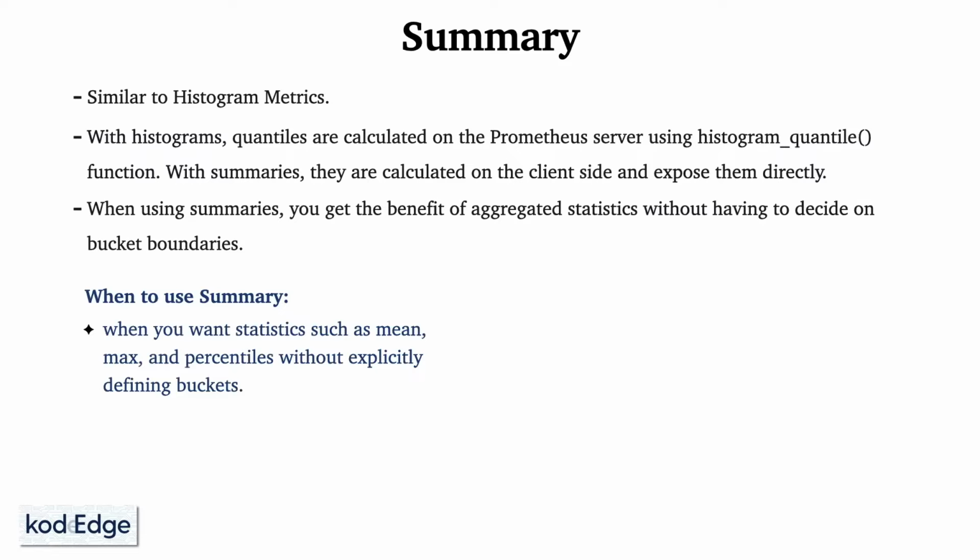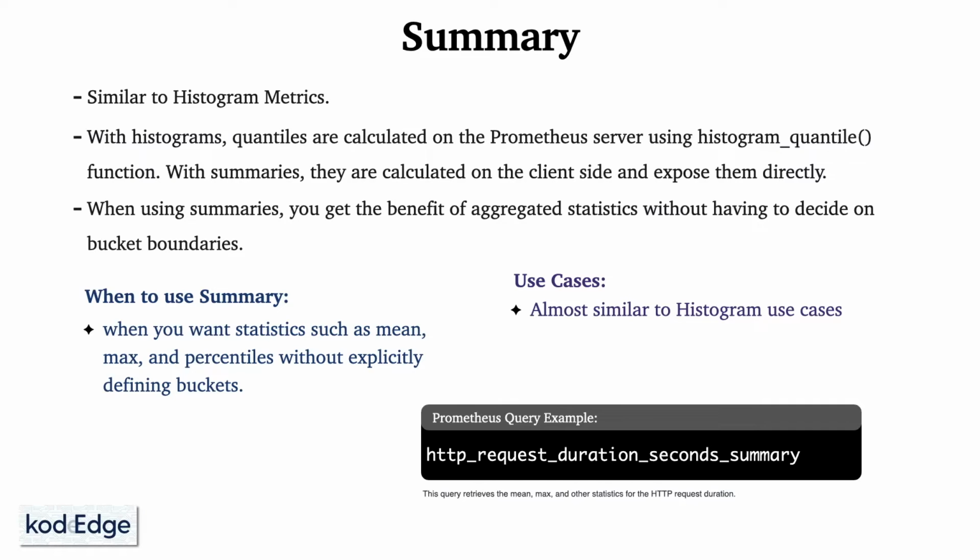So when to use summaries? When you want statistics such as mean, max, and percentiles without explicitly defining the buckets. And the use cases are almost similar to the histogram use cases. And this is an example of a Prometheus query. This query retrieves the mean, max, and other statistics for the HTTP request durations.